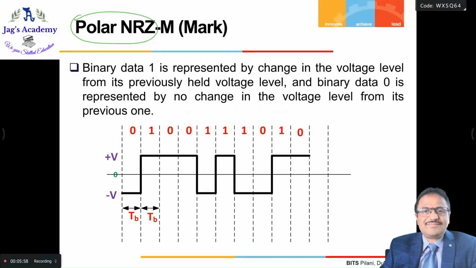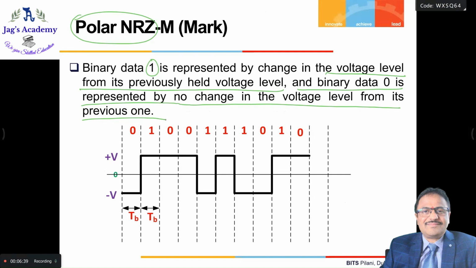A binary data 1 is represented by a change in the voltage level from its previously held voltage level, and binary 0 is represented by no change in the voltage level from its previous value. Remember this. Binary 1 is represented by a change in the voltage level from the previous one. Binary 0 means there is no change in voltage from the previous level. It's very easy to understand.